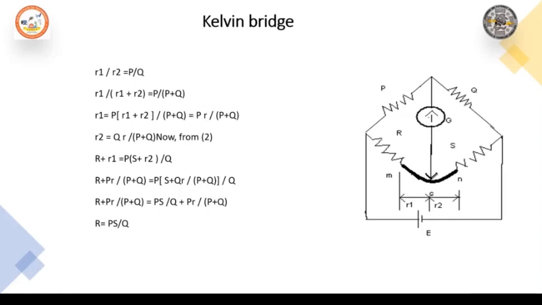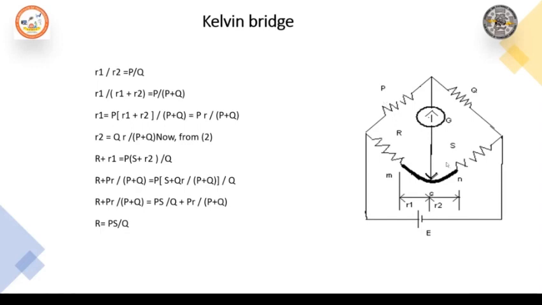Now the bridge balance equation in its standard form can be written. How do you write it? Using the standard relation, R is equal to PS by Q. That relation you can say, Q by R is equal to P by S.